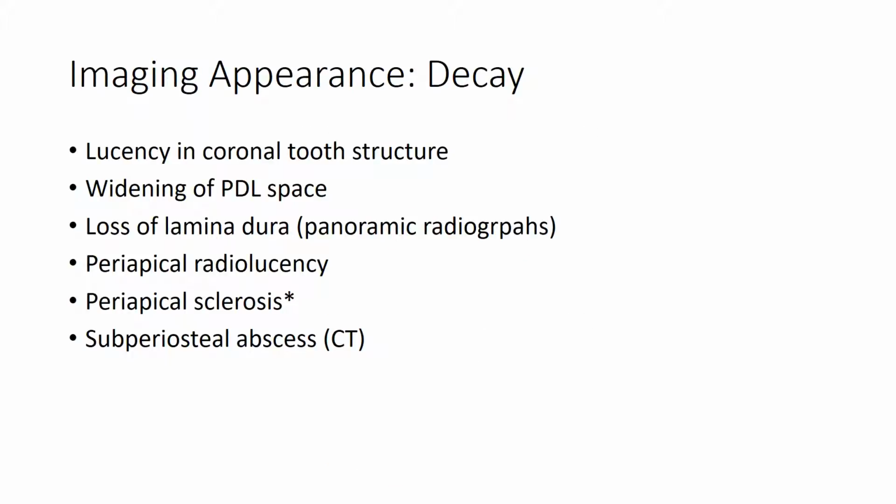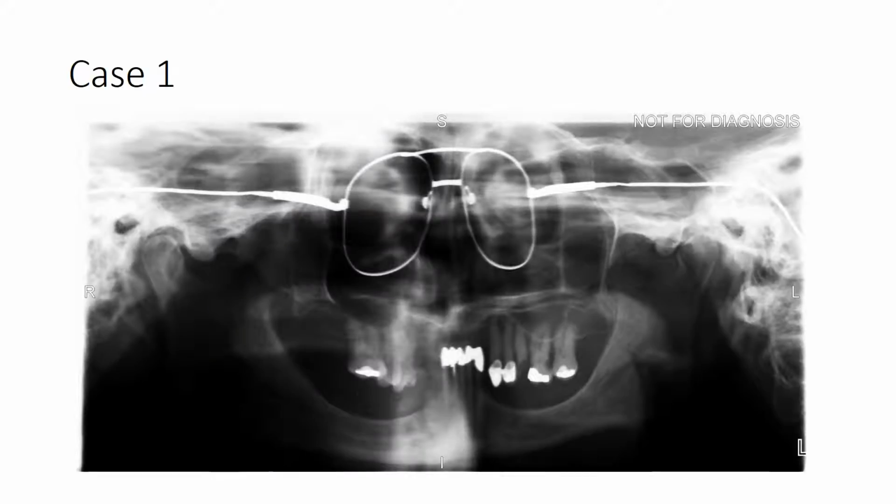Okay, so now I will preview the imaging findings that are characteristic of decay. Decay starts radiographically with a lucency in the coronal tooth structure, and when that decay makes its way through the pulp and out of the root apex, you can see widening of the periodontal ligament space, loss of the lamina dura, and a periapical radiolucency. In some cases, and I'll show you an example of this, you can get periapical sclerosis. If the infection goes through the cortex, it can also cause a subperiosteal abscess, which you're really only going to be able to see on CT.